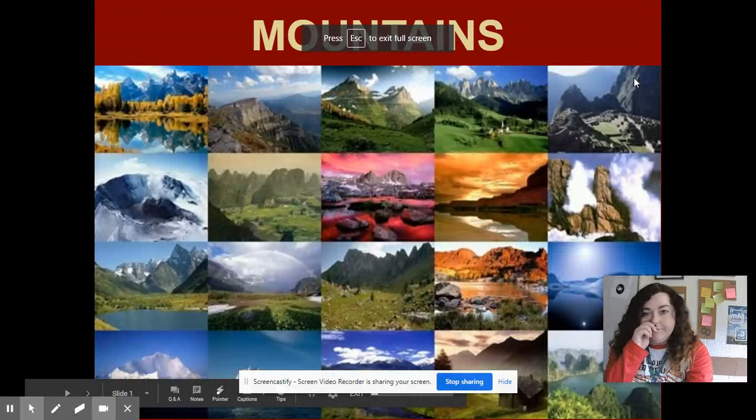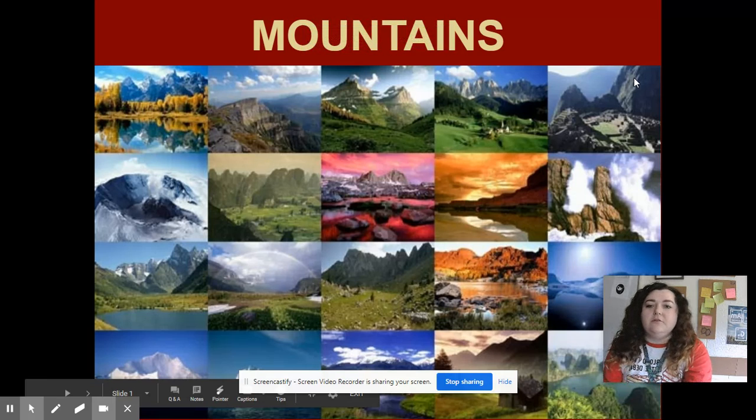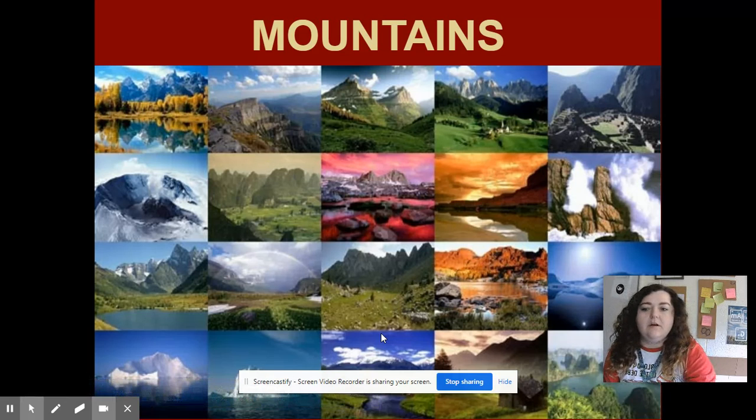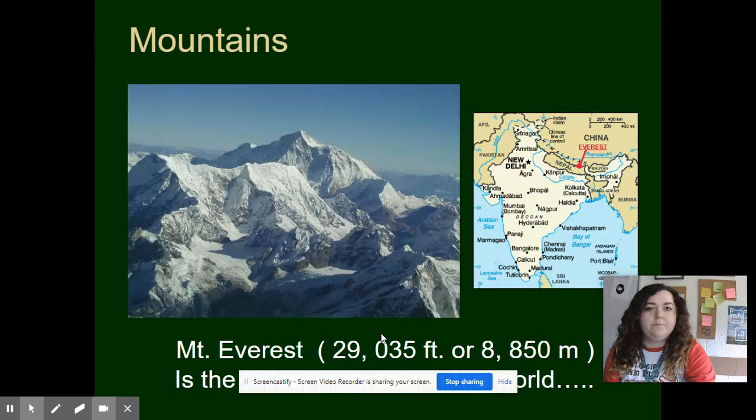There's several different types of mountains, and we've all been in the mountains. Most of us live in the mountains. Mountains are an important part of our life here, but what causes them? What causes the different types, and what other features are formed within the mountains?